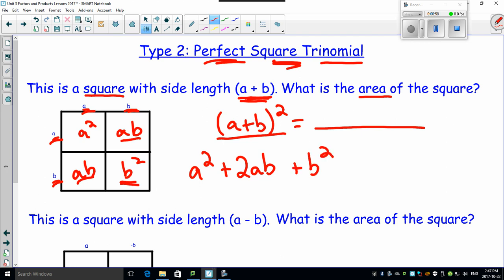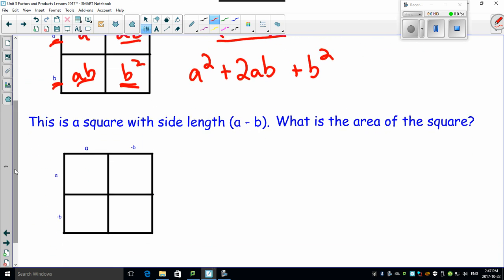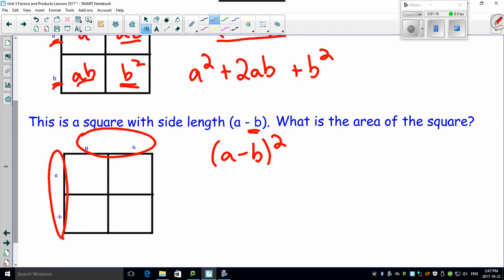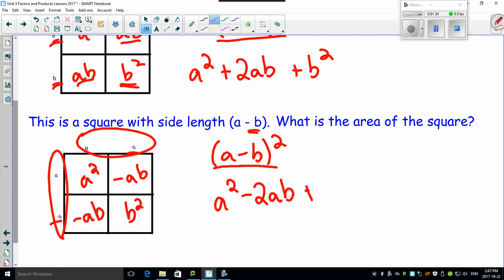So how does this work? Well, wait a second. Before I figure out something else, I want to show you what this looks like in case there's a negative in there. Same idea. A minus b all squared, which means this side times this side to give you a squared again. This is now going to be minus ab. This is now going to be minus ab. And this is now going to be a minus times a minus, which is a positive b squared. So this guy squared becomes a squared minus 2ab plus b squared.